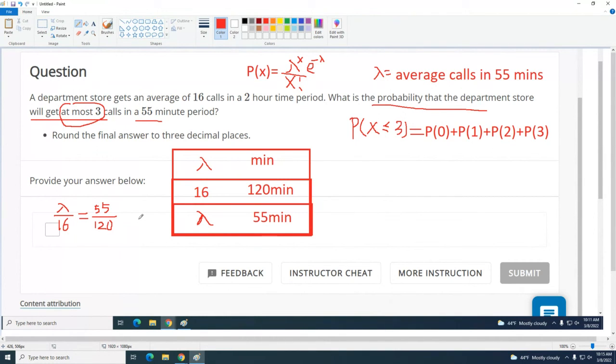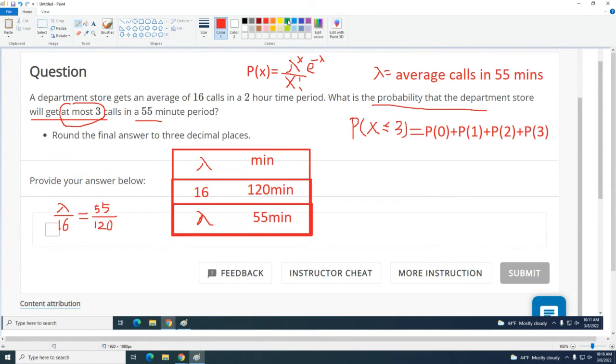I pulled the equation directly from the table. Make sure the same thing is in the same row. So this lambda and 55 are in the same row. 16 and 120 are in the same row. 55 and 120 are in the same column. Lambda and 16 are in the same column. So make sure that your column and row are exactly right as in the question, so the proportion is correct. Questions? Alright, now next solve this to get our lambda calculated.